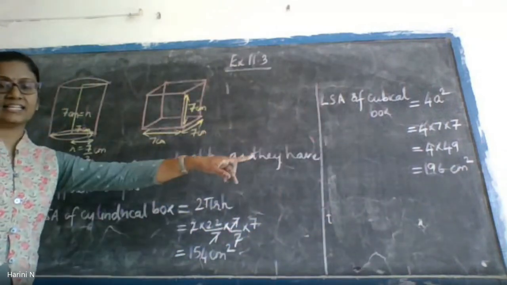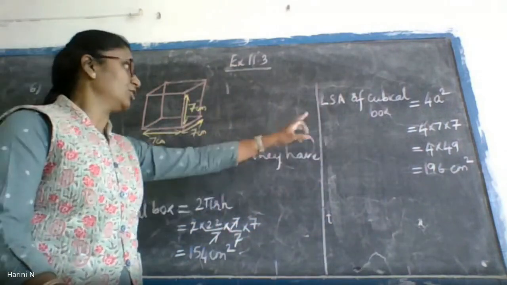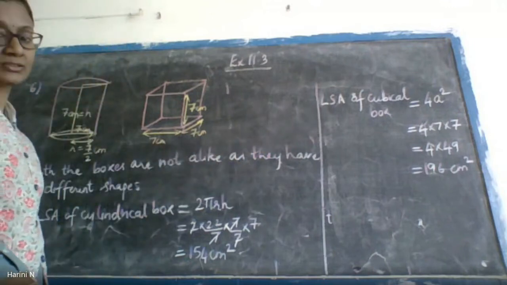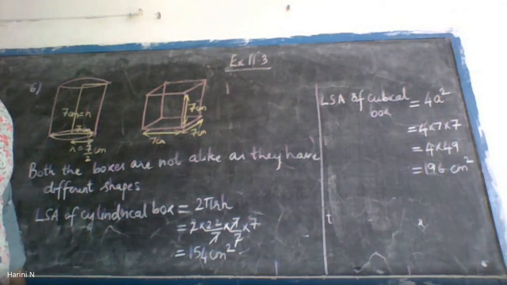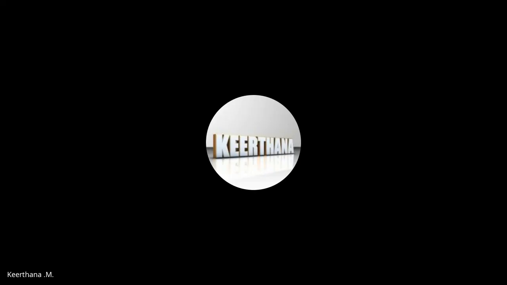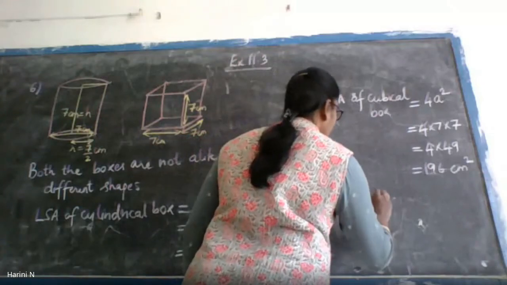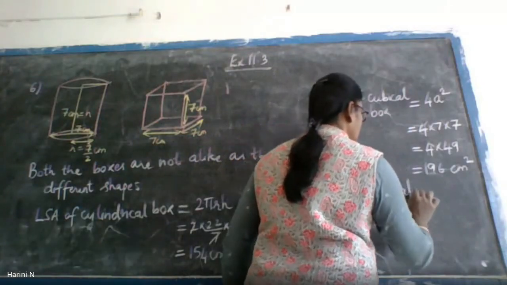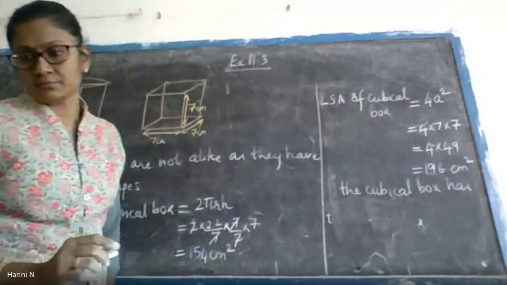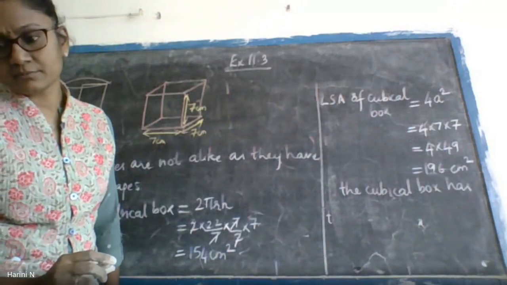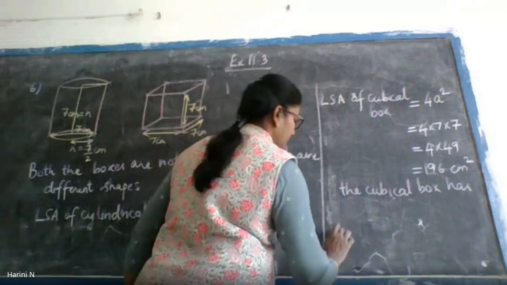So, are they the same? The lateral surface area of a cube and a cylindrical box? They are not. Which is having the greater surface? Ma'am, cube. Right? Therefore, the cubical box has a larger LSA.